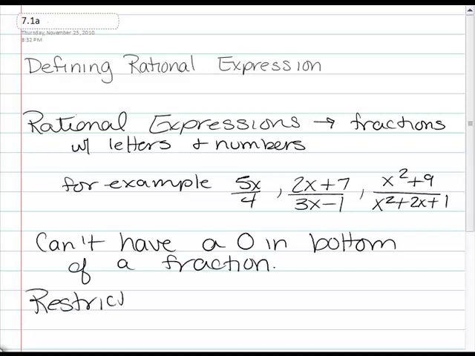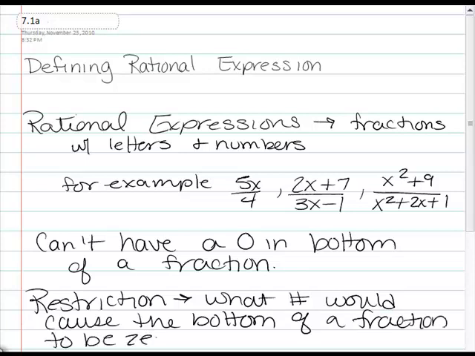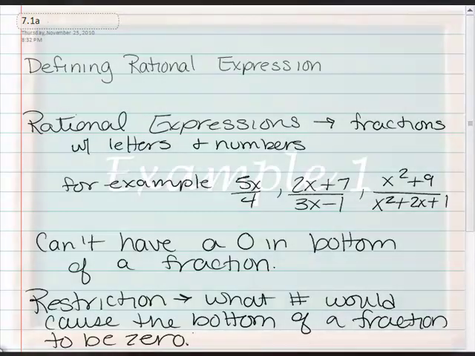And restrictions are just asking you what number would cause the bottom of a fraction to be 0. Okay, let's go through a few examples.